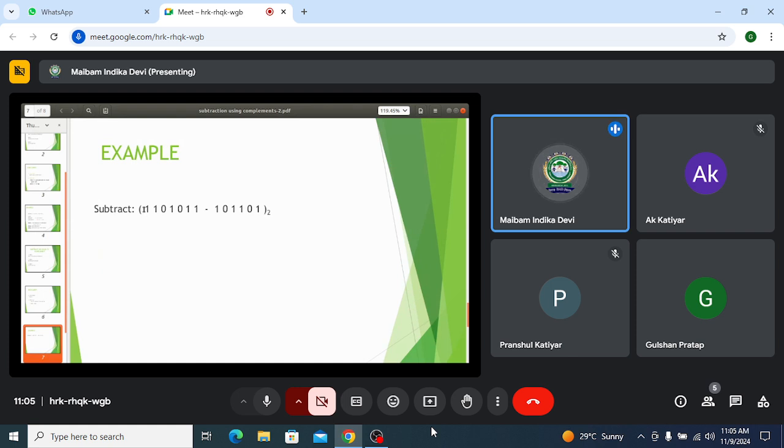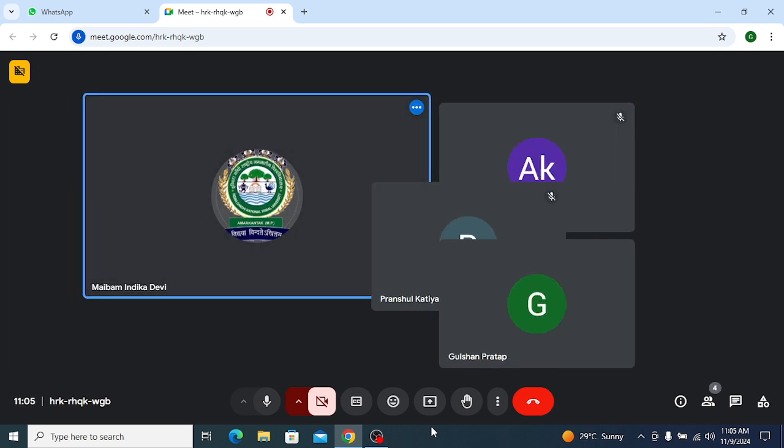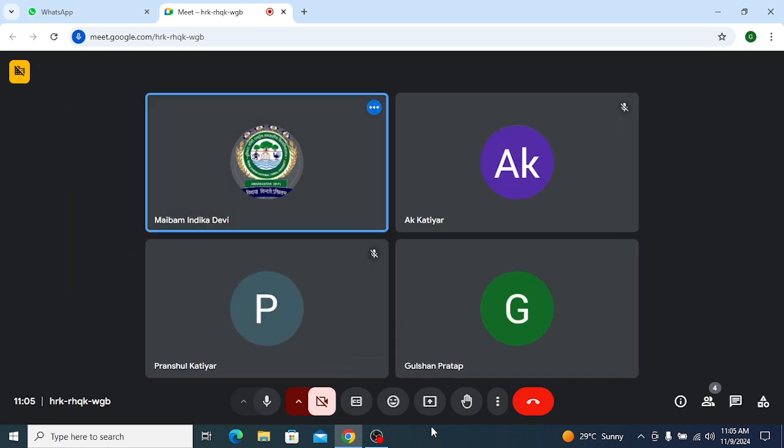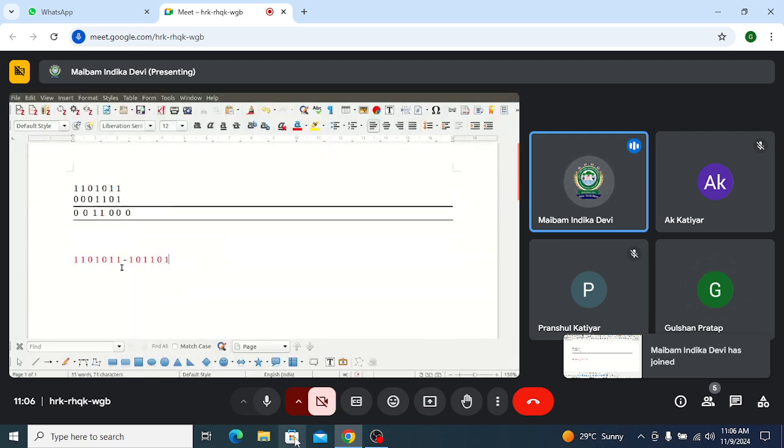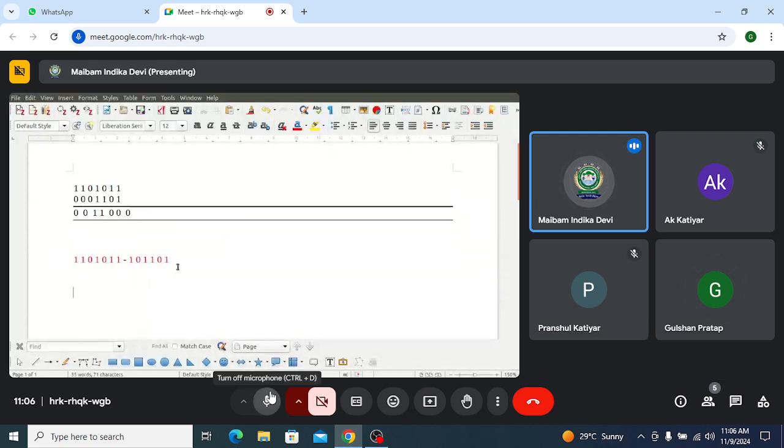Okay, let's take an example. Let's say subtract these two numbers. Let's perform this. Suppose we have these two numbers. Now we are going to subtract these two numbers using two's complement.